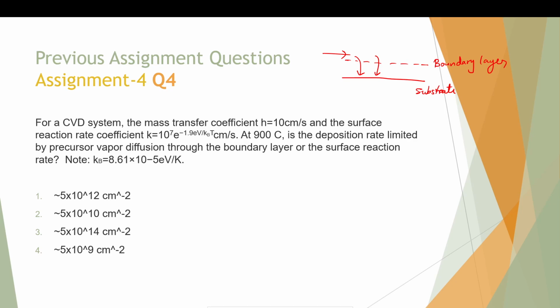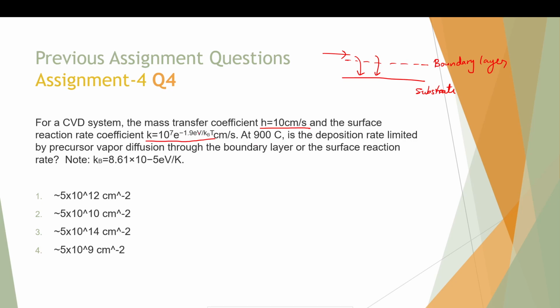Right. So there are two phenomena that happen here. One is the diffusion of the material through the boundary layer to the surface, and the second is the surface reaction. They have given us the rates for both these processes. They have given us the mass transfer coefficient that will determine how much material comes to the surface, and that is given by h equal to 10 centimeter per second, and the surface reaction rate coefficient.